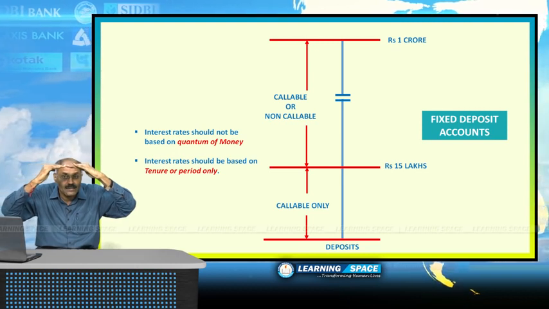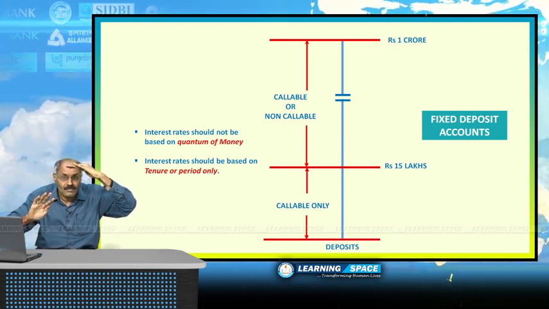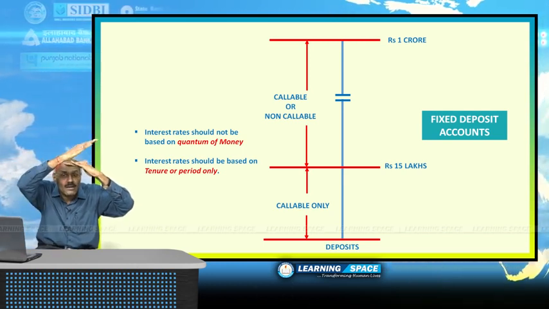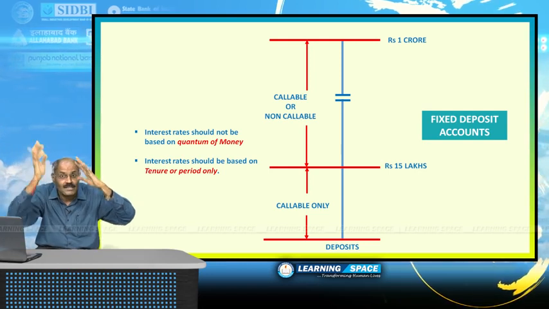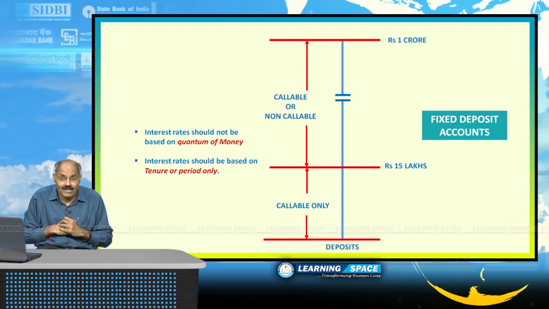But all deposits below 15 lakhs should have premature withdrawal facility; in other words, deposits below 15 lakhs can be callable only, and above 15 lakhs can be callable or non-callable. These instructions were given recently by RBI. Please don't forget.